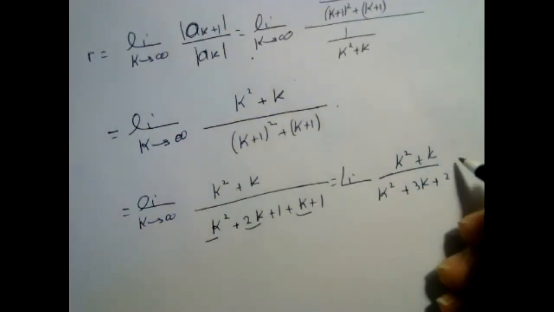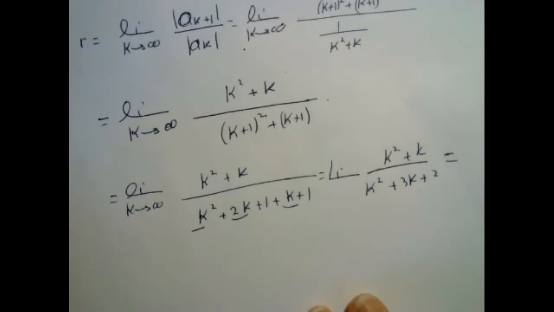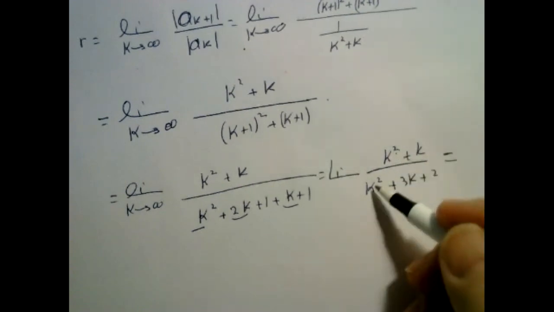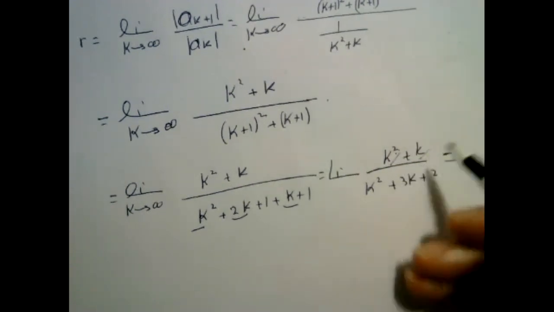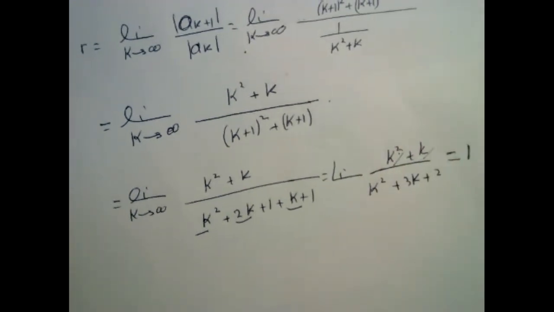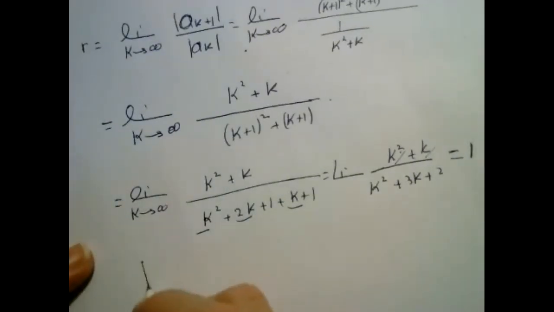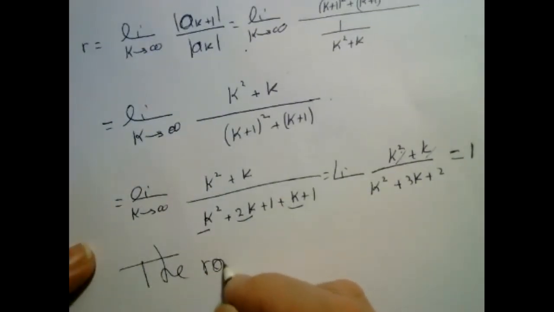So the limit in this scenario, divide by k squared, is equal to 1. What does this mean? Inconclusive. Absolutely. So the ratio test is a very, very nice test, but it has a problem. The problem is if the ratio happens to be 1, the test is inconclusive. So the ratio test here is absolutely inconclusive.